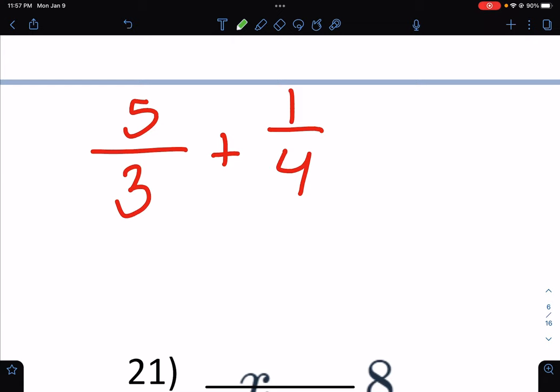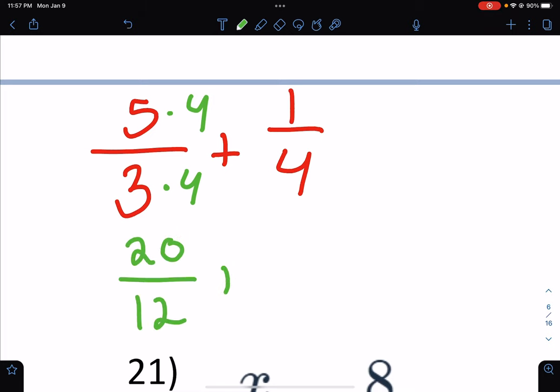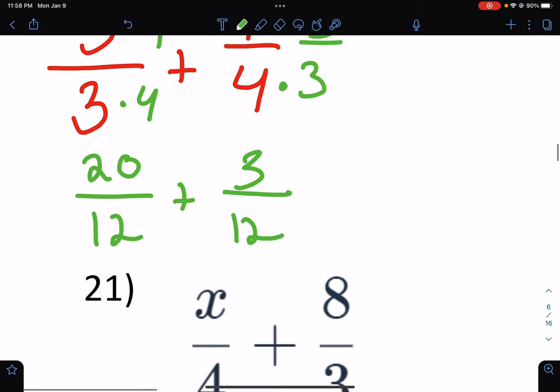So if I've got a 3 and a 4, you want to think of something called a least common multiple. So what's the smallest number 3 and 4 could both go into? That's going to be 12. So you want to make the bottom number 12. In order to get this 3 to be a 12, I'm going to multiply the top and the bottom by 4, and I get 20 over 12. And then in order to get my 1/4 to be a 12 in the denominator, I'm going to multiply by 3 over 3, which would give me 3 over 12. And then when you add, you simply keep the denominator the same and add the numbers on top. All right, so that is how that works.